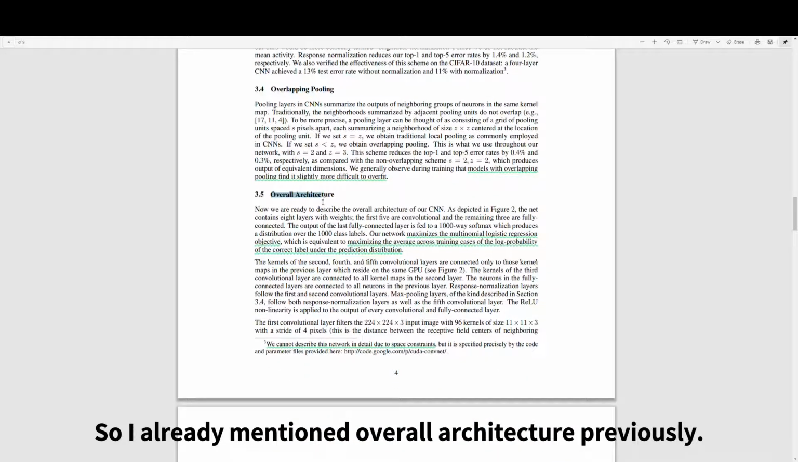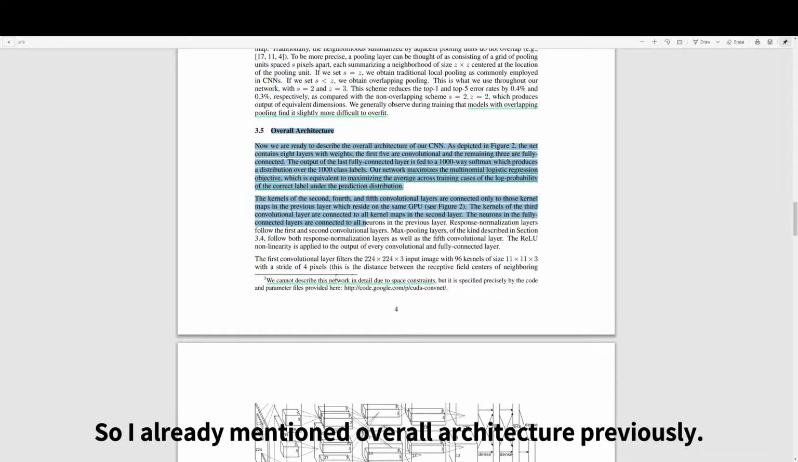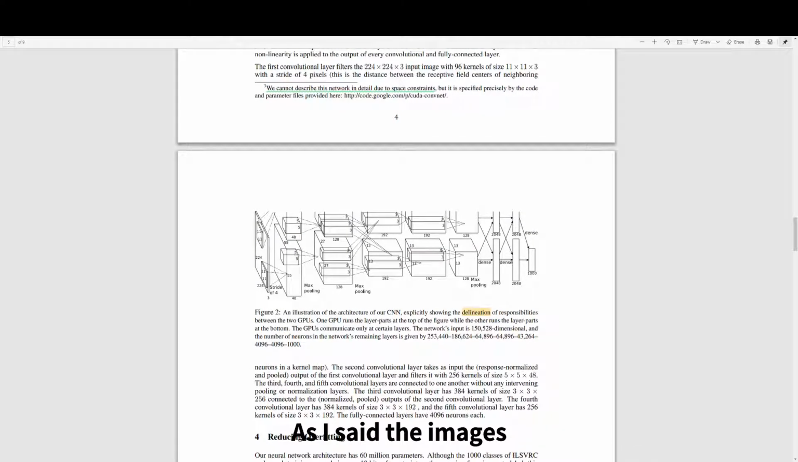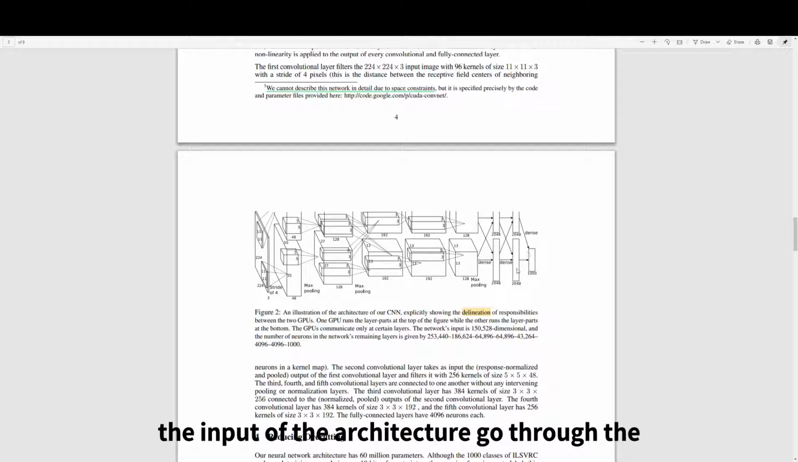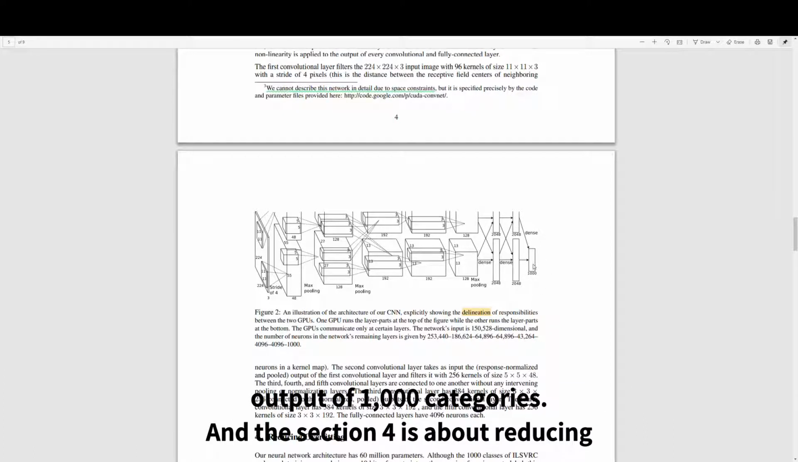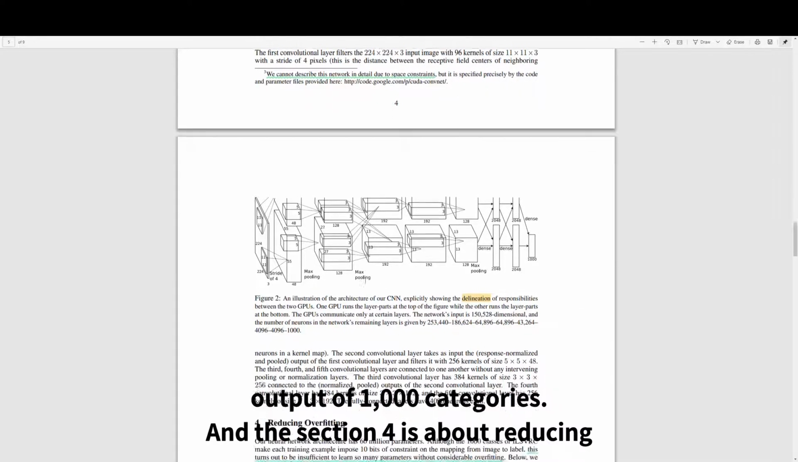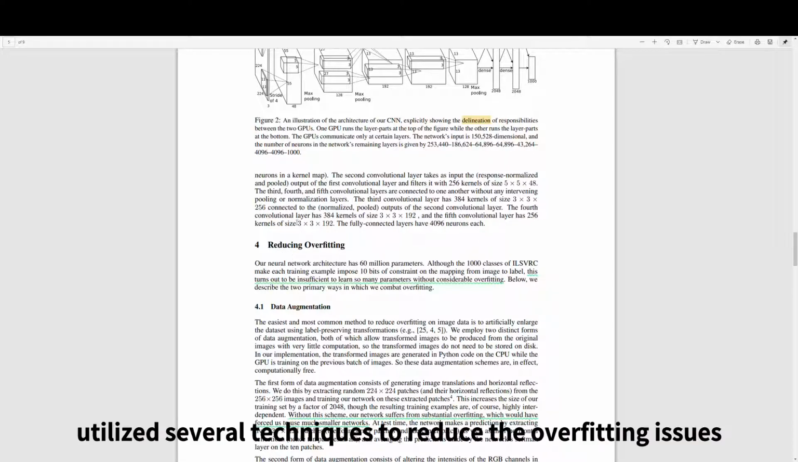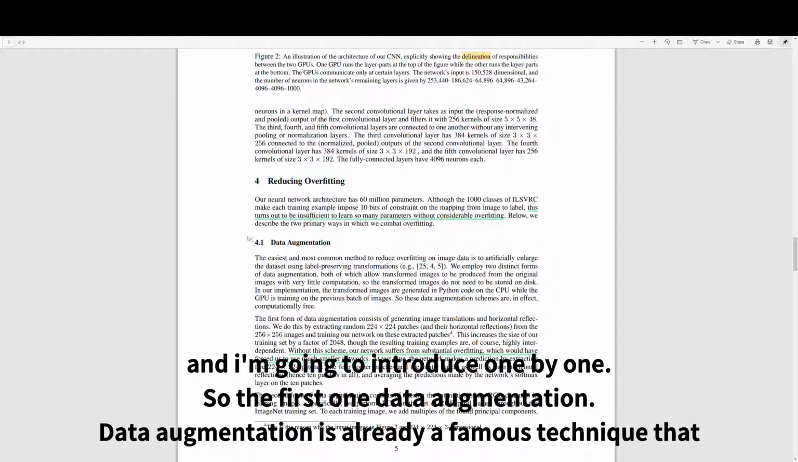So I already mentioned the overall architecture previously, and as I said, the image is the input of the overall architecture and goes through the convolutional neural network and fully connected layers to generate the output of 1000 categories. And section 4 is about reducing overfitting. They utilize several techniques to reduce the overfitting issues, and I'm going to introduce them one by one.